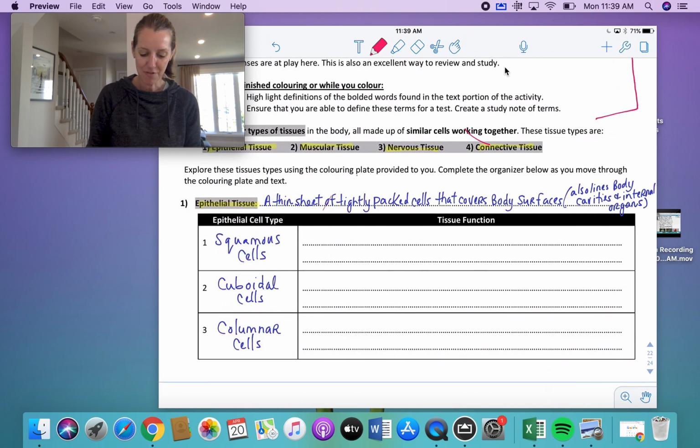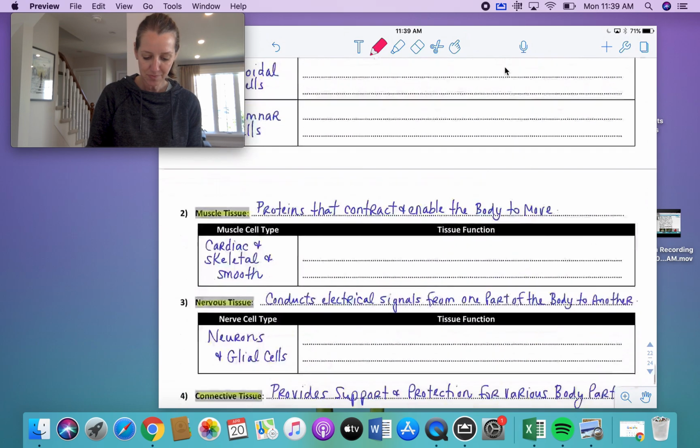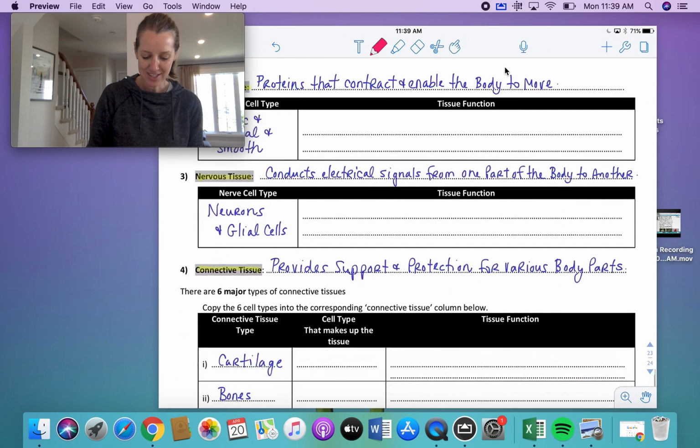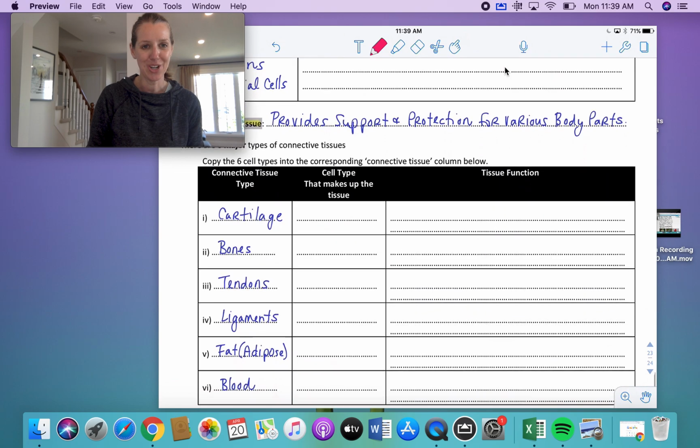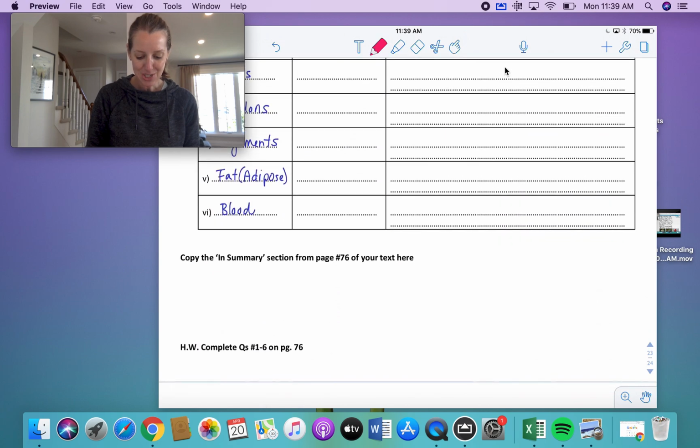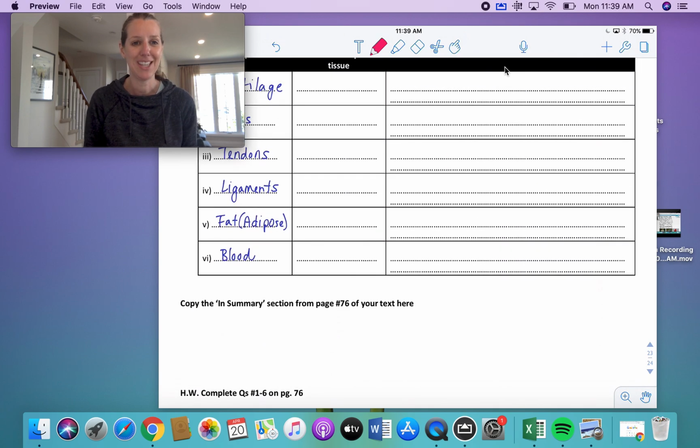Okay, so you're going to look at 4 major types of tissues. We have epithelial tissue, muscle tissue, nervous tissue, and connective tissue. And here are the ones that I definitely know you know as well. You know what cartilage is, and bones, and tendons, fat, blood. Those are all different examples of connective tissue. So simply fill in the sheets, very easy. And then at the bottom, you can do the in summary section and complete the homework questions.